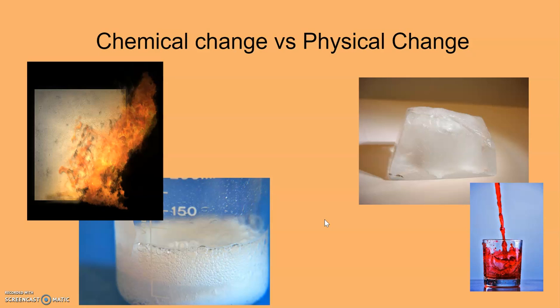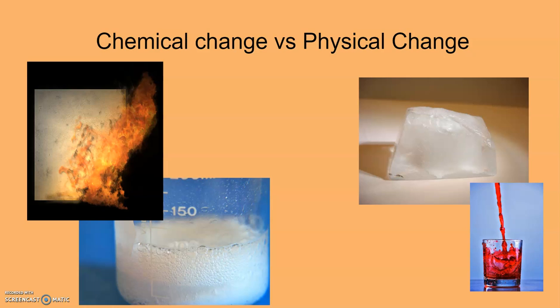Another commonly confused set of words is a chemical change versus a physical change. Chemical changes are what is happening in a chemical reaction. Some of the pieces of evidence are that there is a temperature change, meaning that when the chemicals are combined, something gets hot or cold.